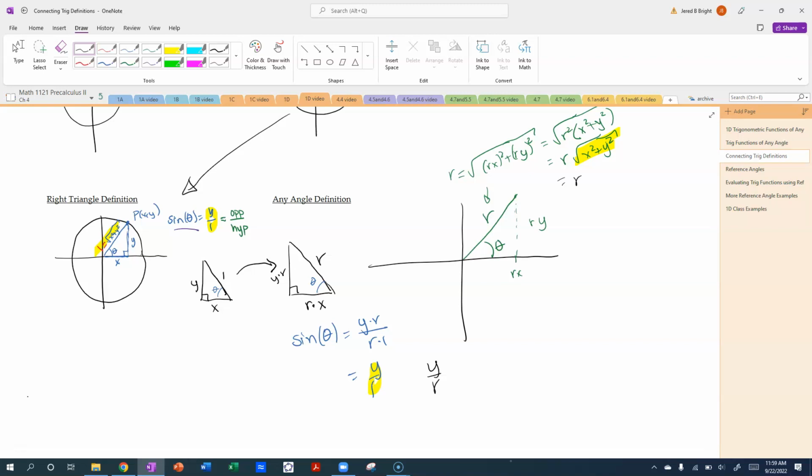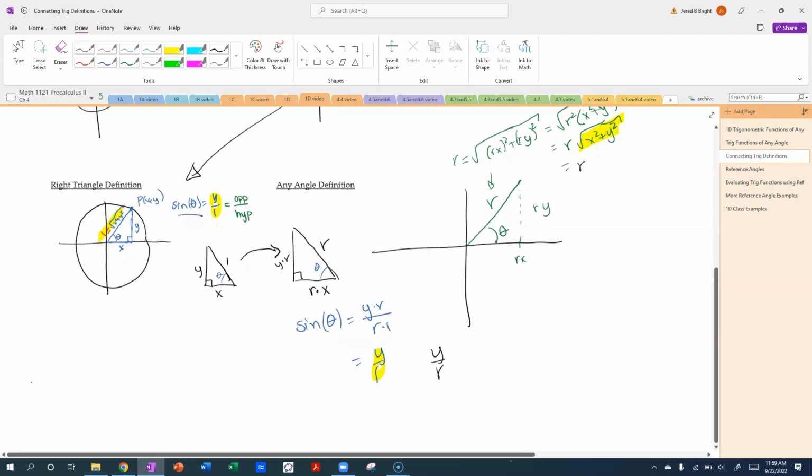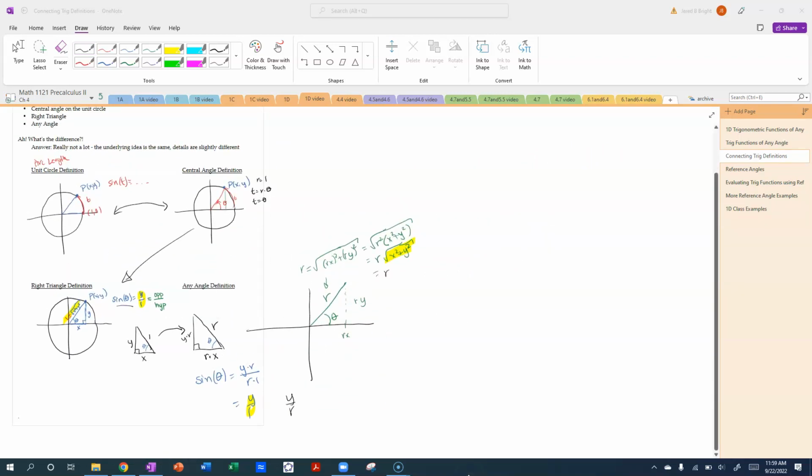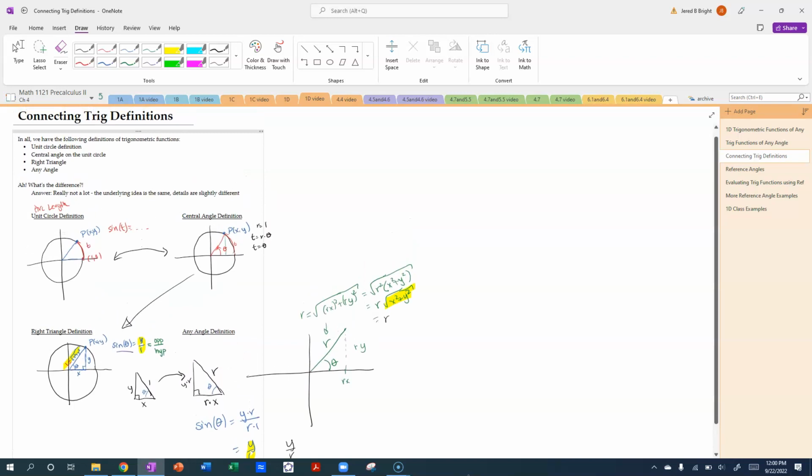Okay, so nevertheless, the intent of this video was to help you understand the connection between the definitions and really understand that when mathematicians talk about trigonometric functions, yes, there are specific types of definitions, but we generally see them very closely related to one another.